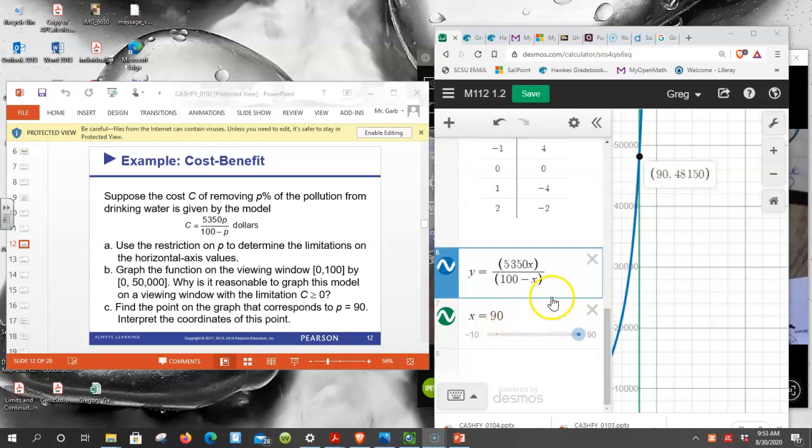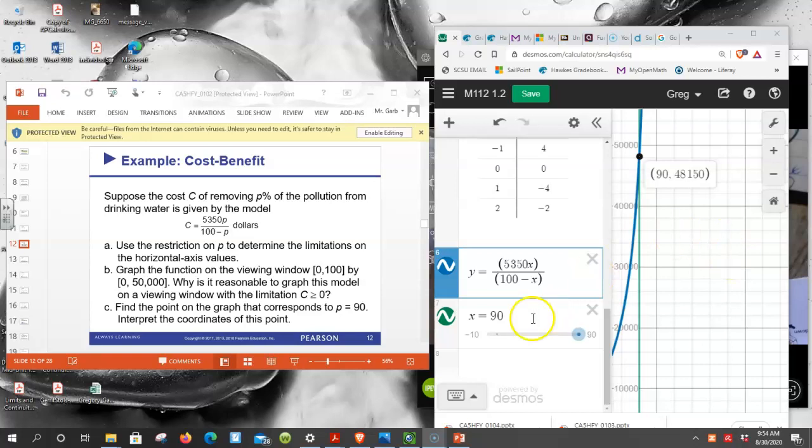When x equals 90, they're saying, well, when the percent is 90, how much would it cost for the company to clean 90% of the pollution? Well, you actually have this big graph that we put the limits for x and y. We went from 0 to 100 for the percent, which is P, and then Y, which is C here, is the cost. We went from 0 to 50,000. They kind of gave us a number to get in the ballpark. Otherwise, our graph would be a squiggly line.